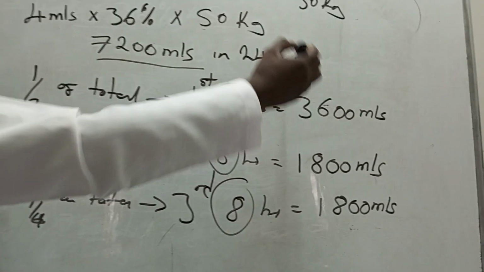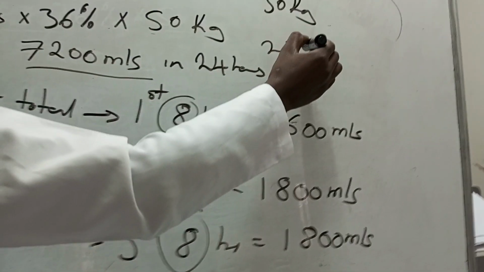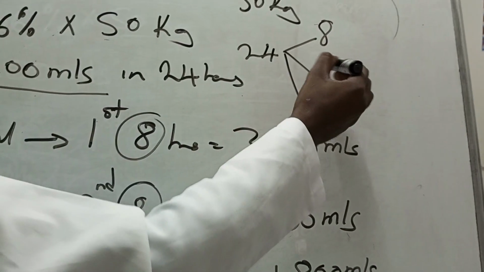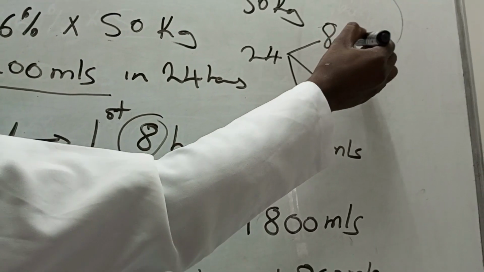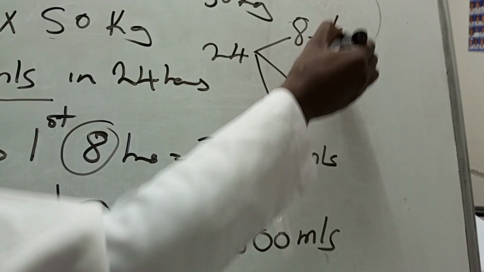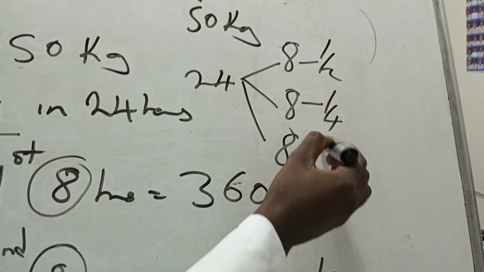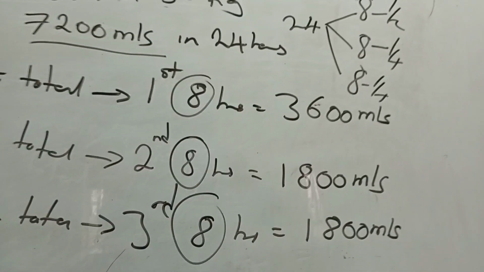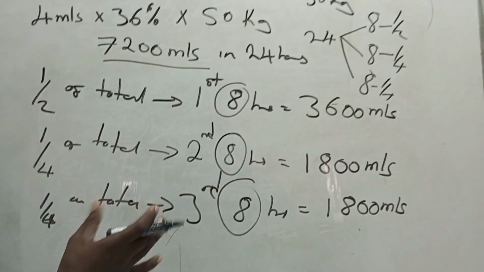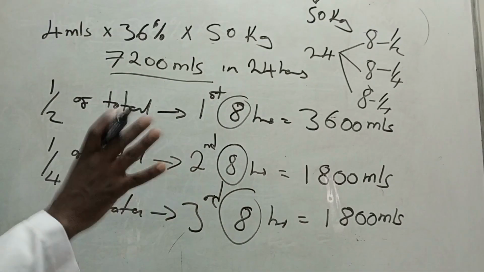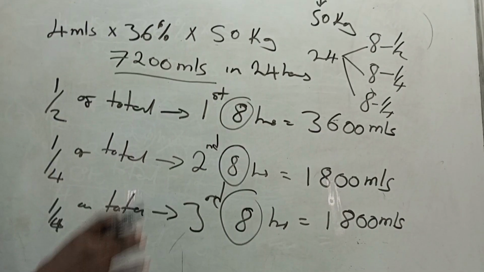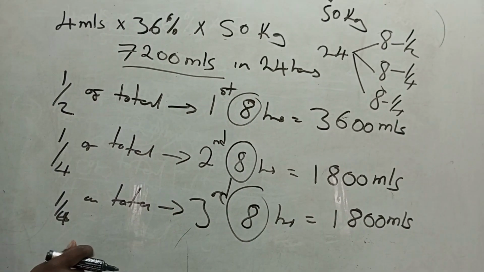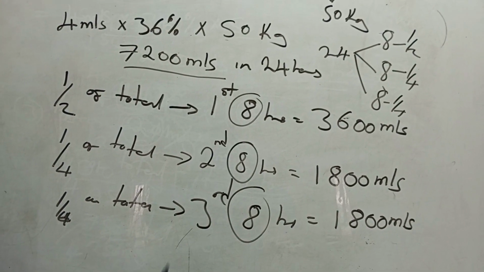Remember, each 24 hours has how many 8 hours? Each 24 hours has 1, 2, 3. So half there, then you give a quarter, and the other quarter. So this has been the first example. Let's look at the second example and see how we are going to apply this Parkland's formula in terms of fluids administration.